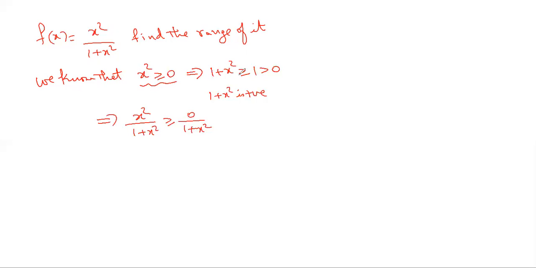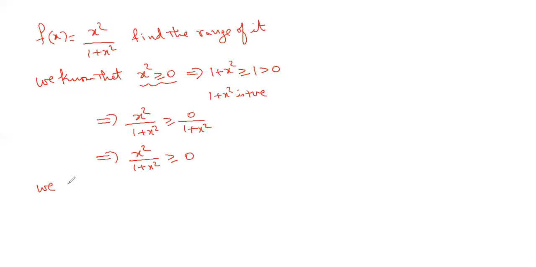That's why first I did the investigation about 1 plus x square. I understood that it is a positive number, and then I divided with 1 plus x square. After that, what I get is x square by 1 plus x square greater than or equal to 0. So the minimum value of this I got. But that is not the end. You should go for the other possibilities also, because you may have a maximum value for this.